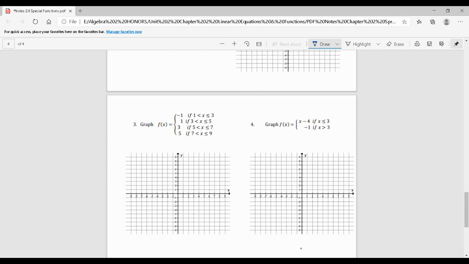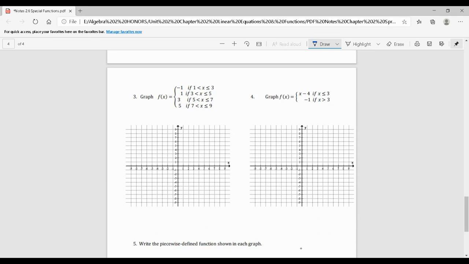Our third one is a step function. So make sure that you have 4 different horizontal steps. And the last one is another piecewise function. Why don't I do that one quickly with you? So for this one, we have a line of x minus 4. So I'm going to graph this one in blue. So x minus 4 would mean to start at negative 4 and have a slope of 1.